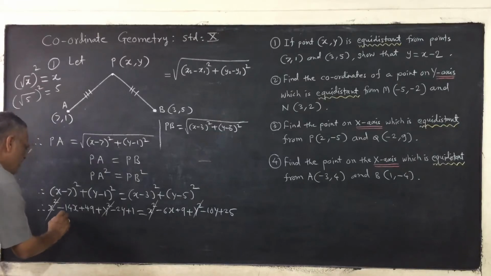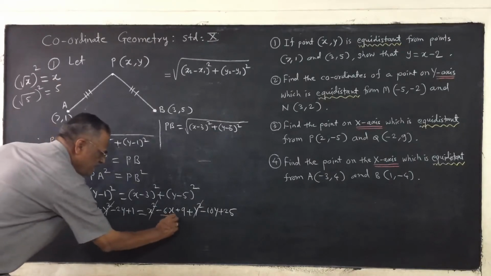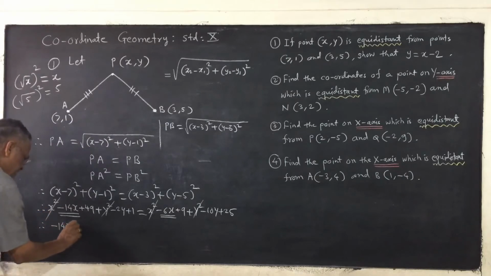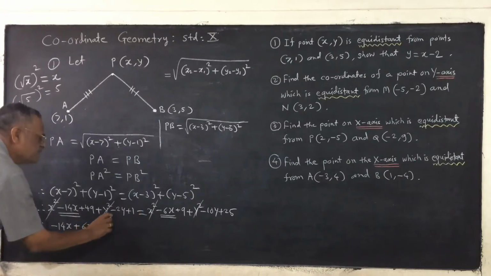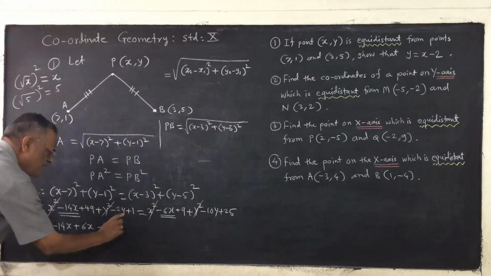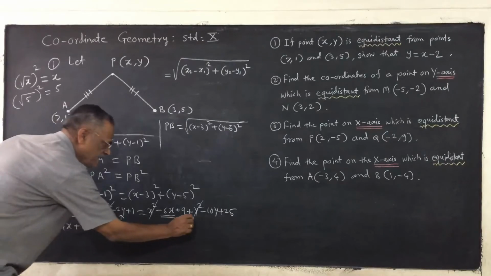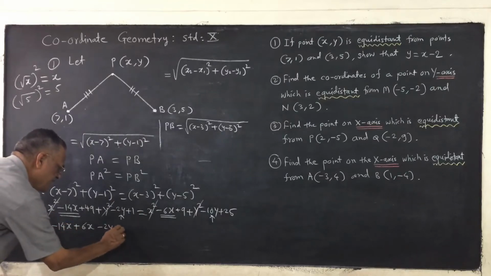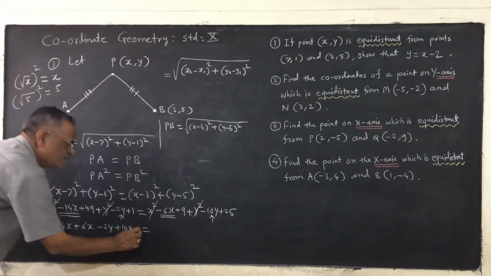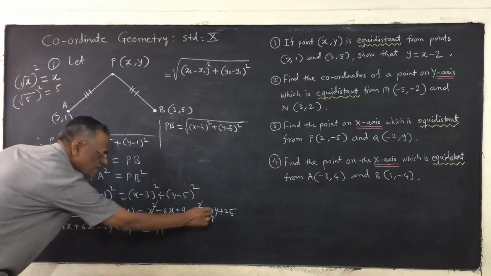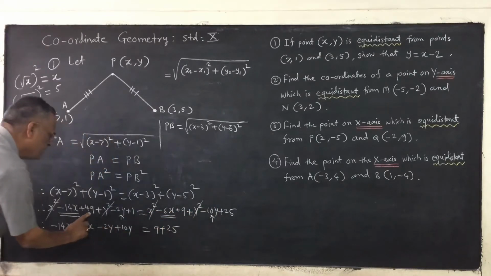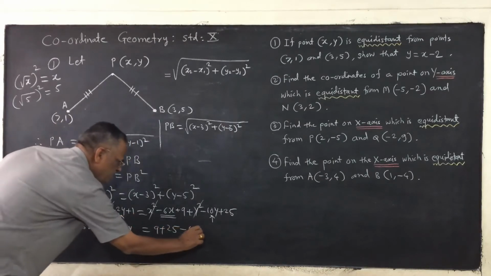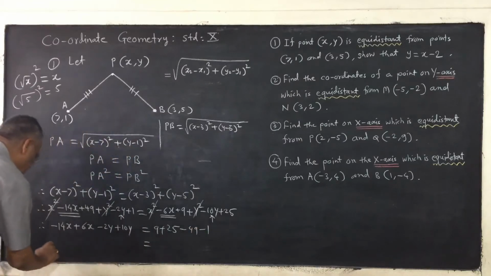You can think about the x variable. So what is that? Minus 14x plus 6x, this is negative 8x. And here, 2y, transfer minus 10y to the left hand side. What is that? 10y is equal to, here it is 9 plus 25, transfer 49 to the right hand side, transfer 1 to the right hand side, and try to simplify.